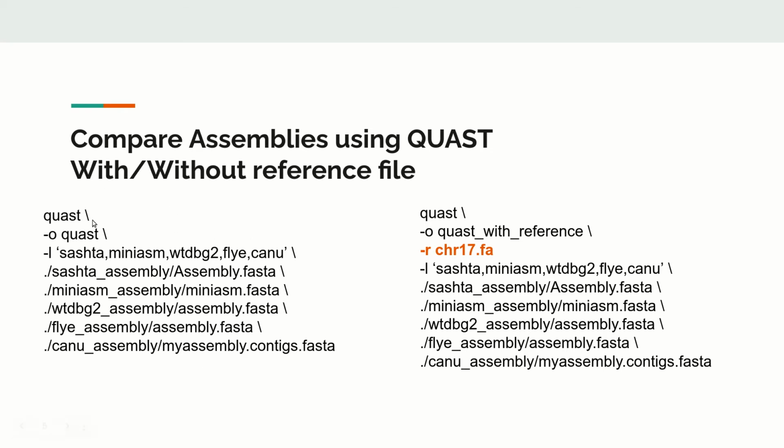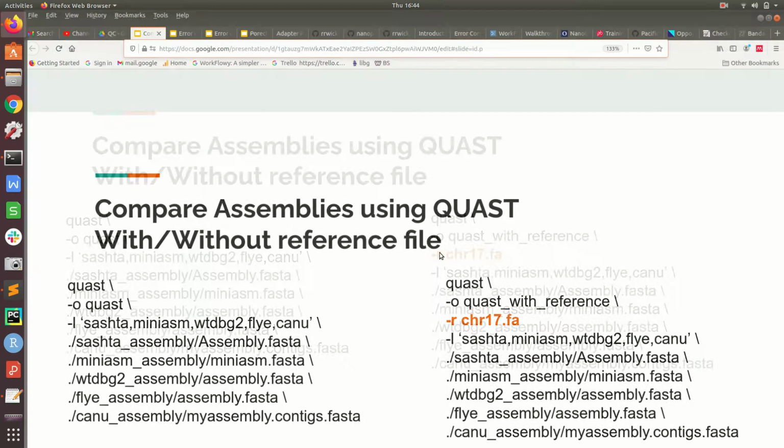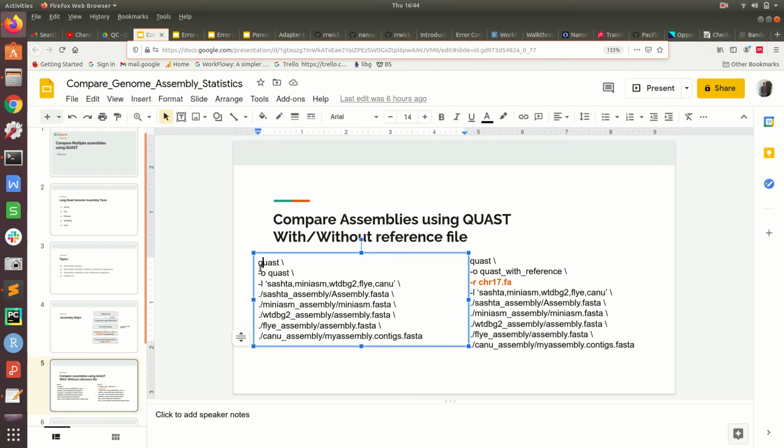If we have the reference sequence, then we can give -r and the reference sequence. In this example, what we have been doing so far, the reference sequence is chromosome 17.FASTA. That means all the read sequences have been sampled from chromosome 17, so that's why we give chromosome 17 as the reference sequence. If you have the reference, we can directly run it, because all the statistics without the reference will also be present by running this command. So let's run this. The command is very simple.